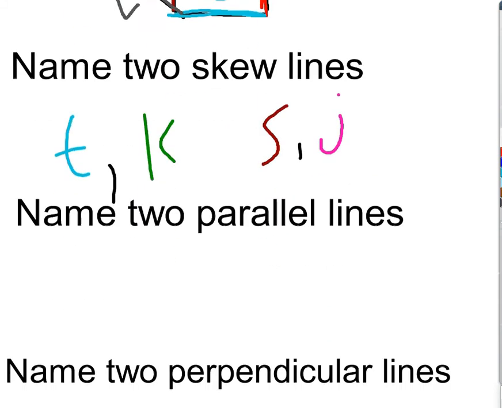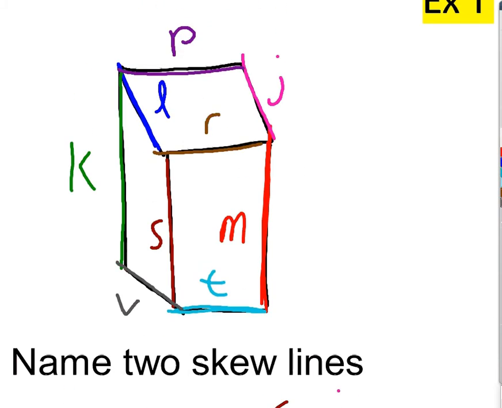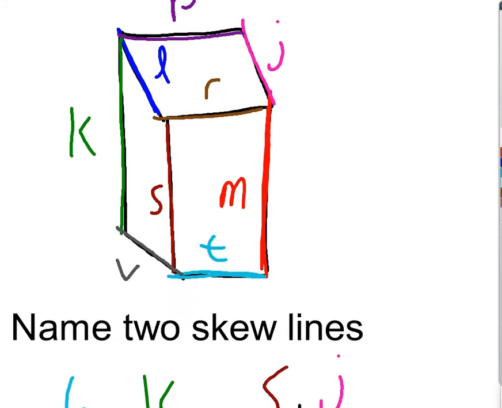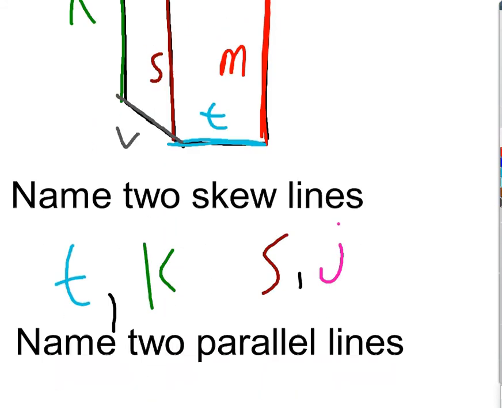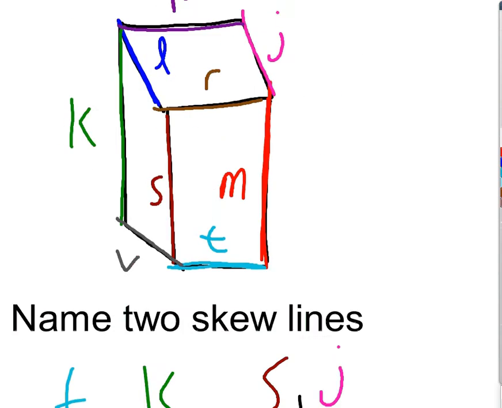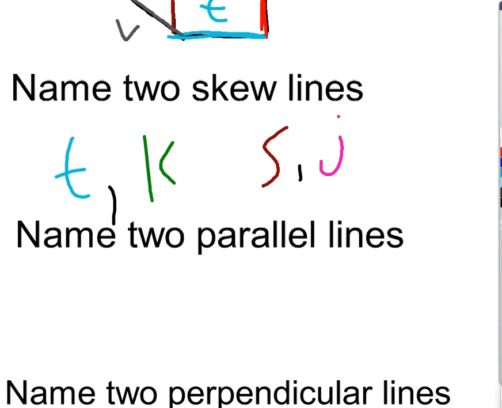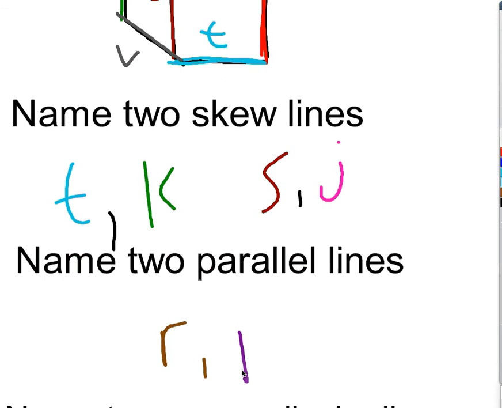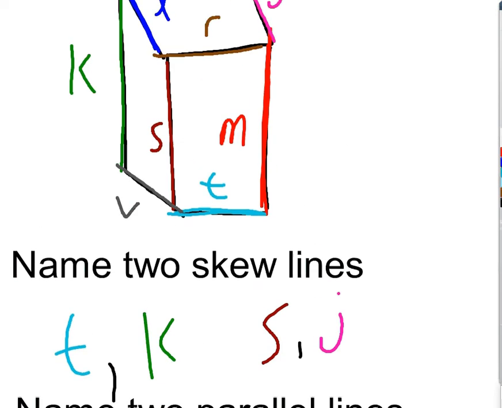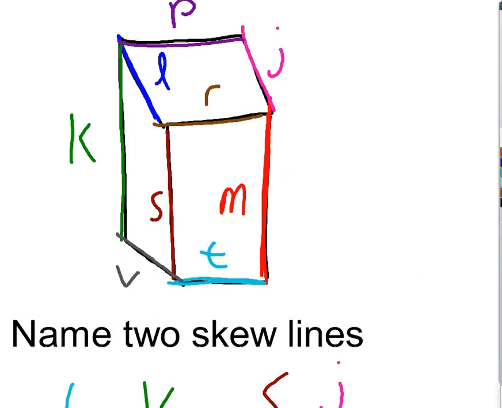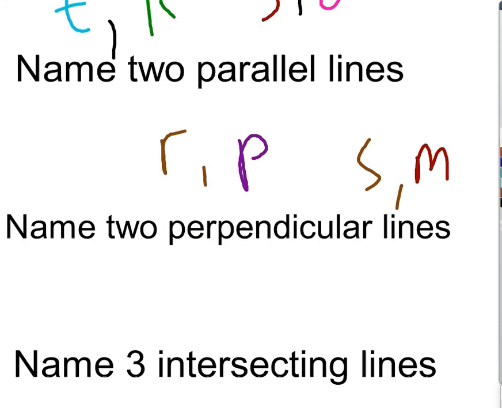Name two parallel lines. We'll just use that example, R and P, right? So R and P are parallel. They go in the same direction. They're both, you could say they're pointing east. That's fine. R and P. Okay, a lot of other, you could say S and M. S and M are also parallel based on that diagram. All right, two perpendicular lines.